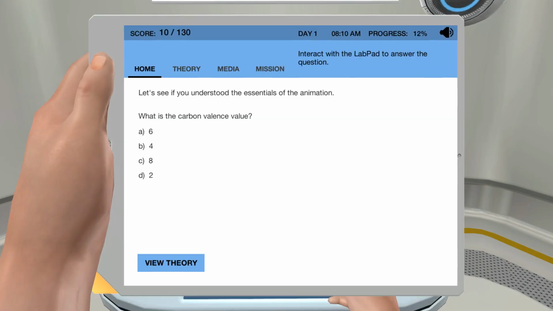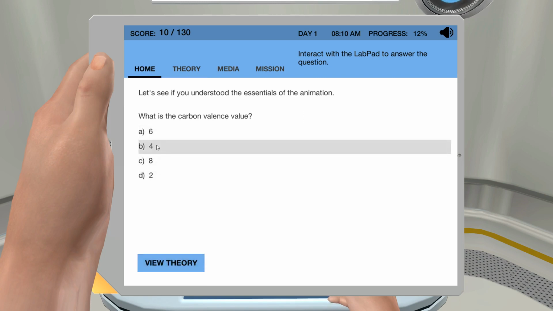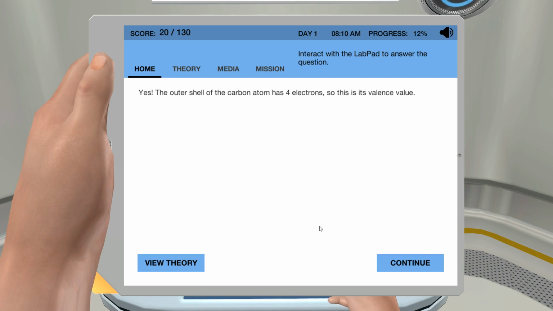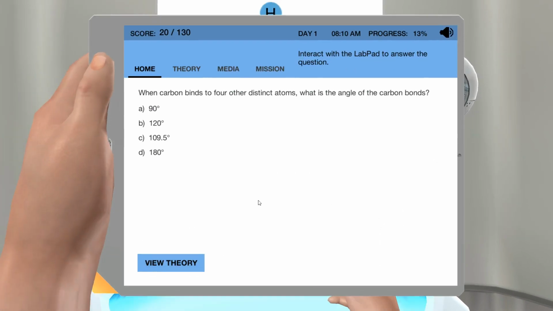Let's see if you understood the essentials of the animation. What is the carbon valence value? Yes. The outer shell of the carbon atom has 4 electrons, so this is its valence value. Interact with it when carbon binds to 4 other distinct atoms. What is the angle of the carbon bonds?